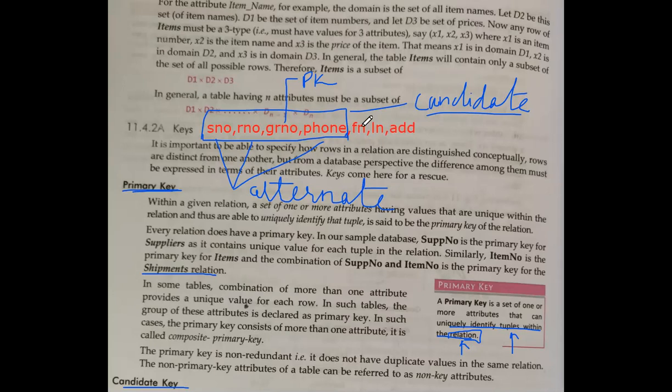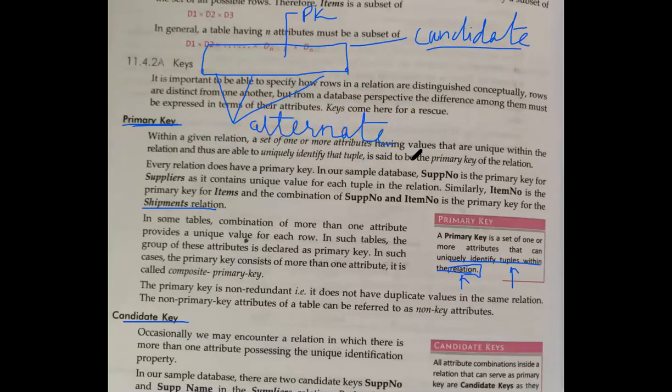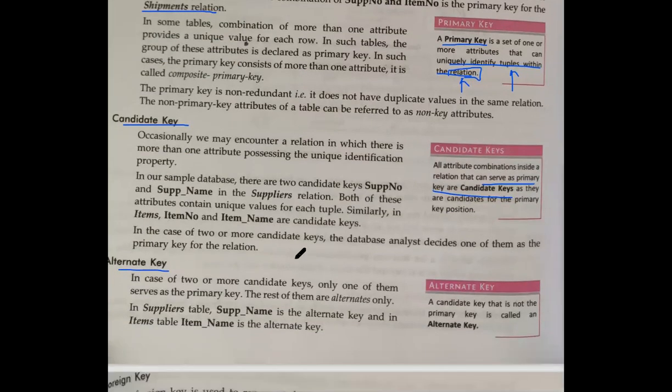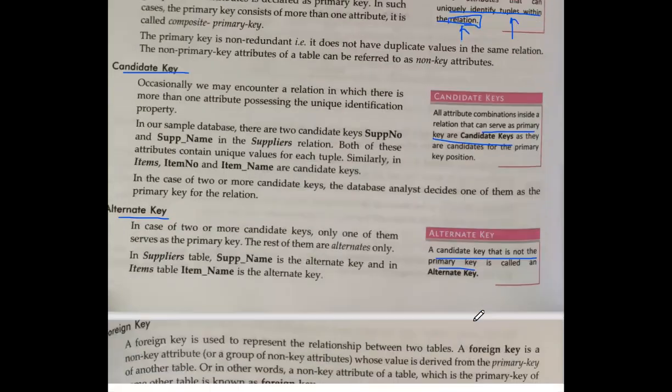Now if you see the definition part, the definition given here is: a primary key is a set of one or more attributes that can uniquely identify a tuple within the relation. Within the relation means within the table, which uniquely identifies the record. That will be called a primary key. Second is candidate key: all attribute combinations inside the relation that can serve as a primary key, meaning which can become a primary key, will be called a candidate key. Then alternate key: a candidate key that is not a primary key, meaning all those alternate options. That will be called your alternate key.